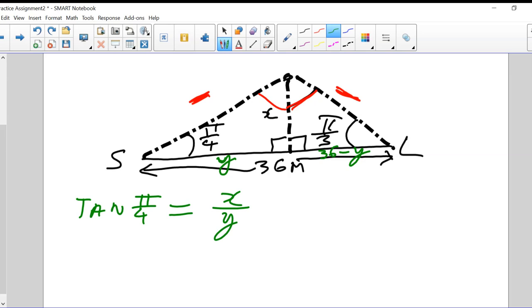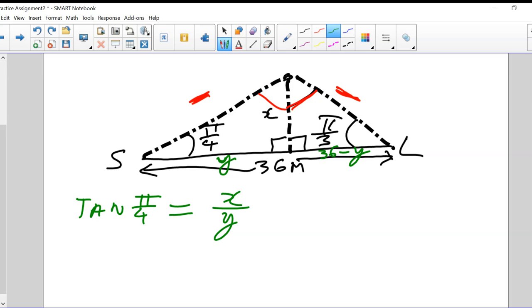Can we agree on that, first of all? Opposite over adjacent? All right. By the way, thank you, Noah, Karis, and Emily. Thank you for that input. Can we agree on that? That the tan of pi over 4 is equal to x over y? Okay. What is the tan of pi over 4?